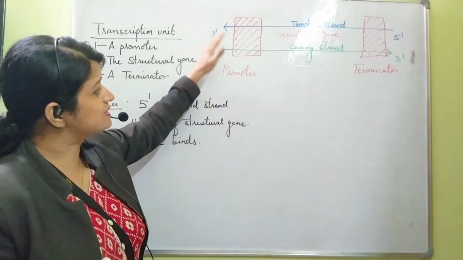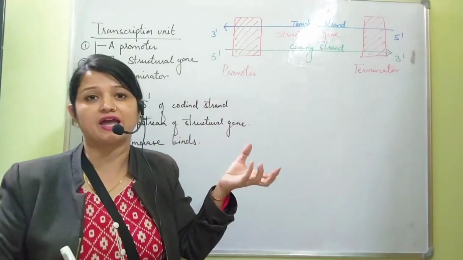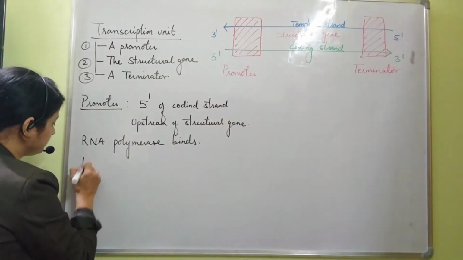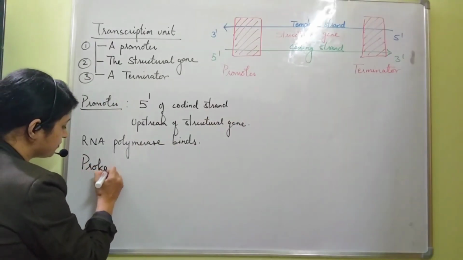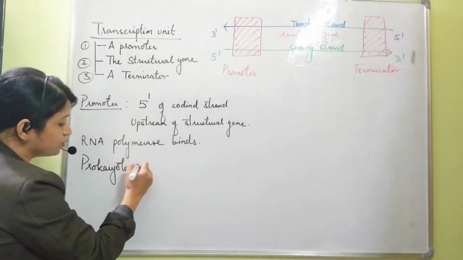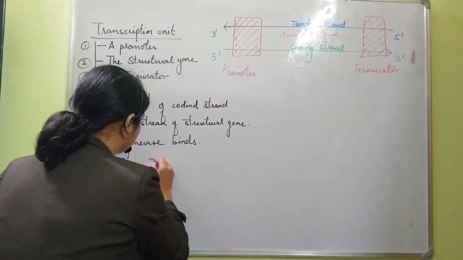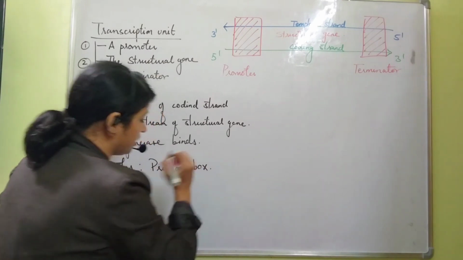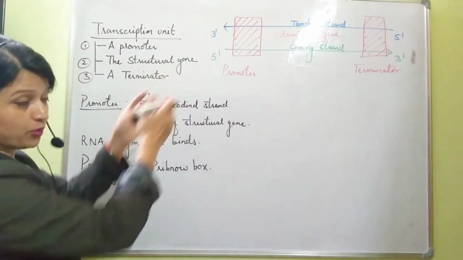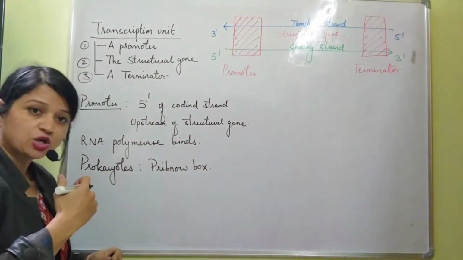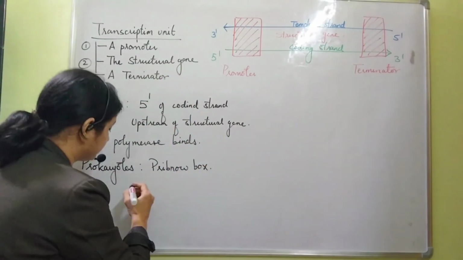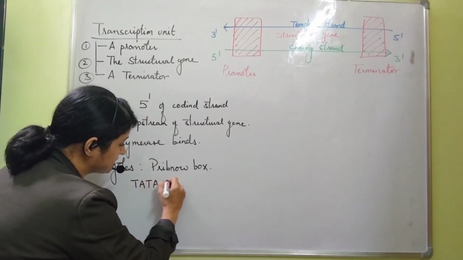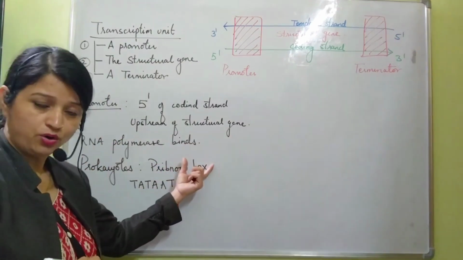In prokaryotes, we see that this promoter has a specific AT-rich region, and this AT-rich region in prokaryotes is known as the Pribnow box. It means that in the promoter there is a sequence of 6 base pairs, that is TATAAT, which is known as the Pribnow box.